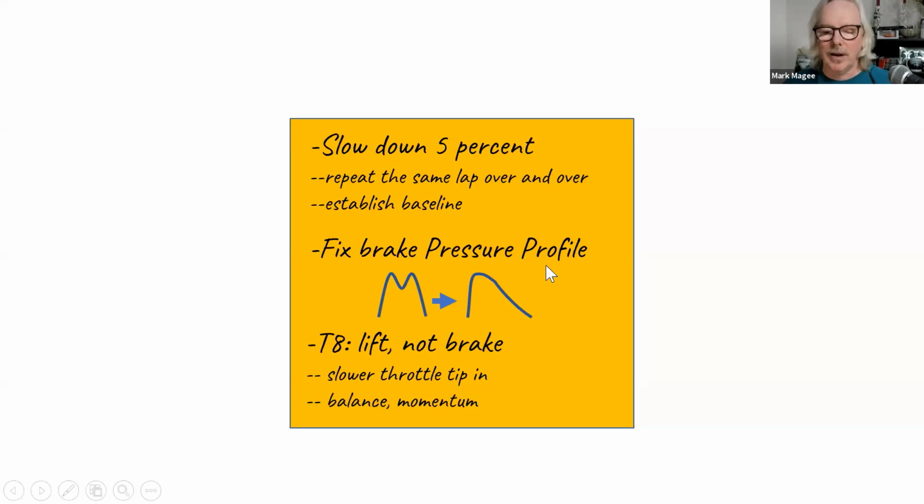So I would give the driver this advice: get rid of this shape. Try to make sure you're doing this kind of a shape. And then turn 8, finally, lift, not brake. That seems, for this car, this driver, like a good approach. For many people that use the brake, I would talk about using a light brake. This sort of brake pressure profile would be a low, long brake to keep the car balanced. So focus on balance and momentum through this type of corner.